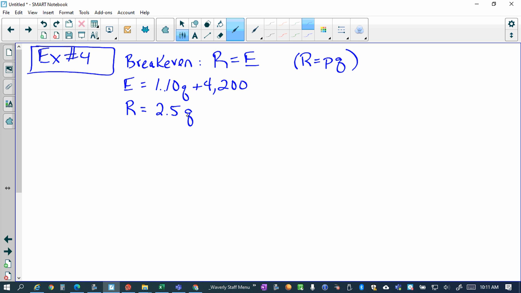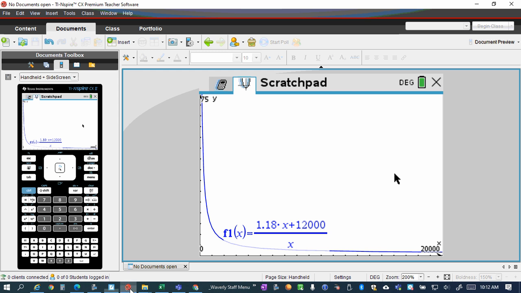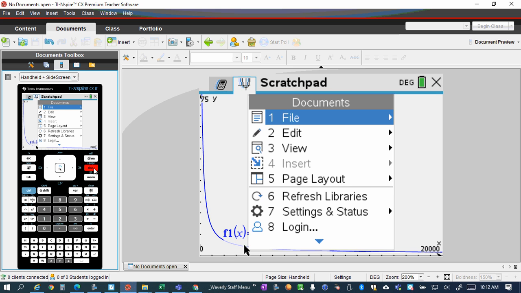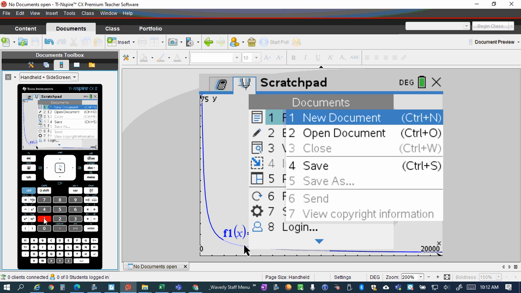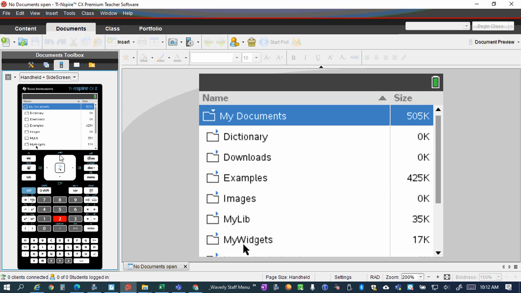Okay, so let's put these in our calculator and graph them. We're going to have E equals, so instead of Q, we'll use X. All right, bring that up here. I think I want to close this one out. Why can't I do that? How did I do that?